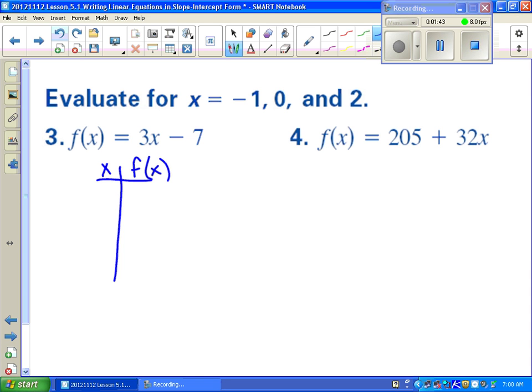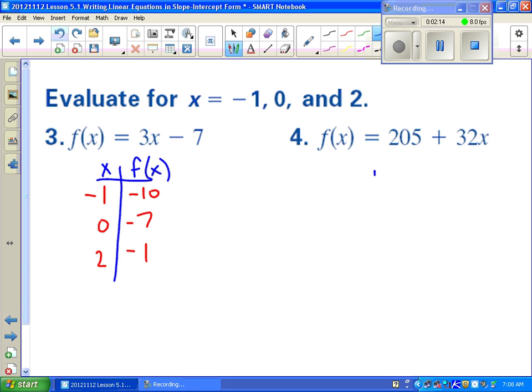So when we plug in the first one, we have negative 1. 3 times negative 1 is negative 3, and negative 3 minus 7 is negative 10. The second one, it says plug in 0, so 3 times 0, or anything times 0, is going to be 0, and 0 minus 7 is negative 7. And then the last one, 3 times 2 is 6, and then 6 minus 7, we put 2 here, 6 minus 7 is negative 1. So that's your evaluating.